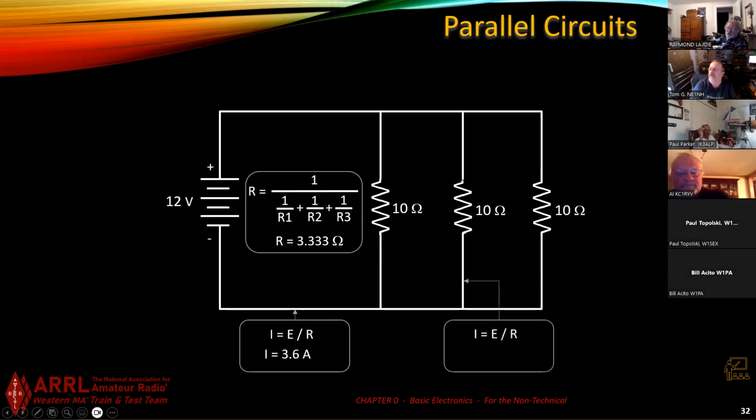What if I measure it right there? We already said that's going to be 1.2, 1/3 of it, right, because it's E of 12 volts divided by an R of 10 ohms. And if I measure it up there, it's going to be 2.4. Remember, it's 2/3 of it.